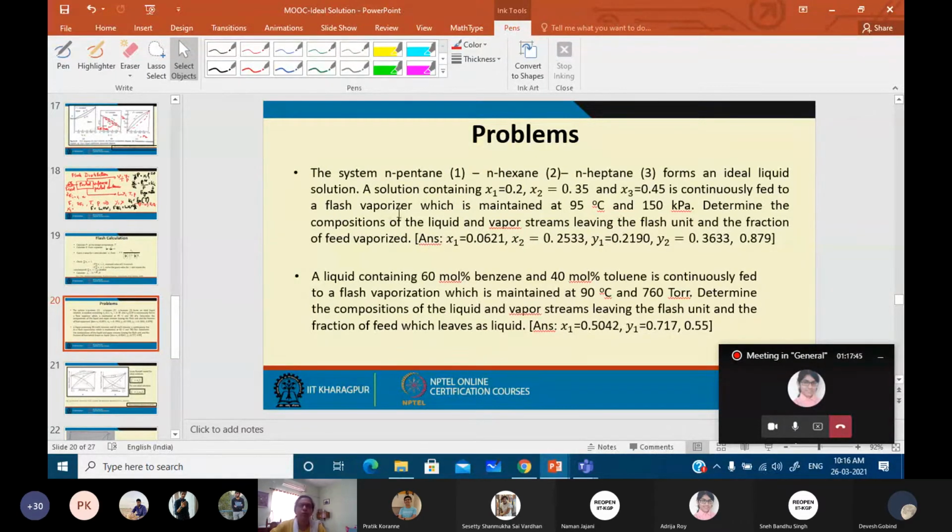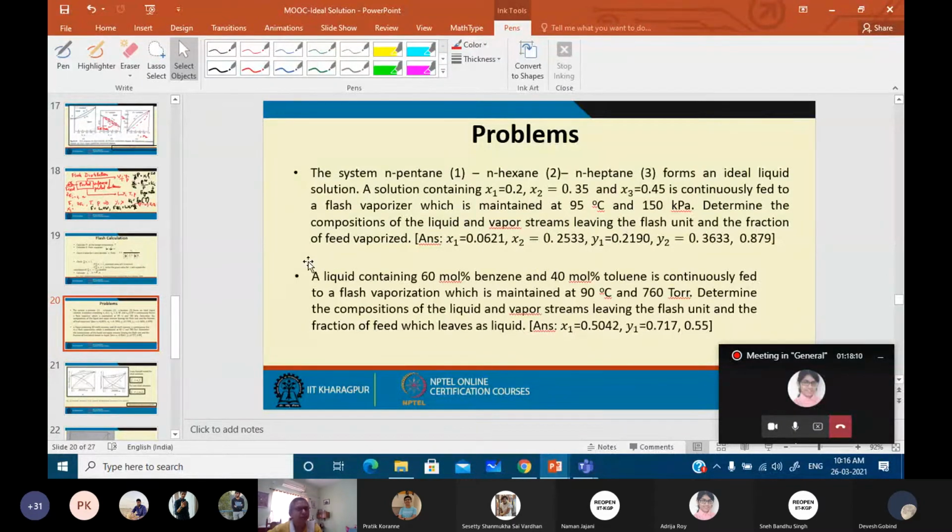So I'm going to upload it, because in class, doing it takes an enormous amount of time. I cannot even see you. So there are two problems here. We are going to upload a few more assignments today evening itself. These two problems are on flash vaporization, so please do them. The second problem is easy because it is a binary mixture. The first problem is the ternary mixture.